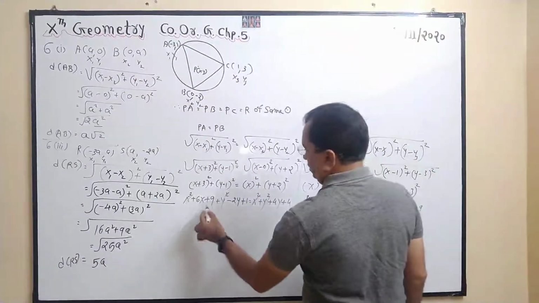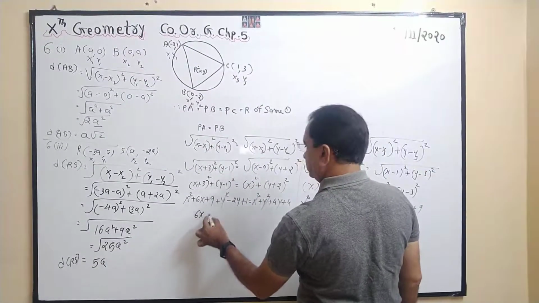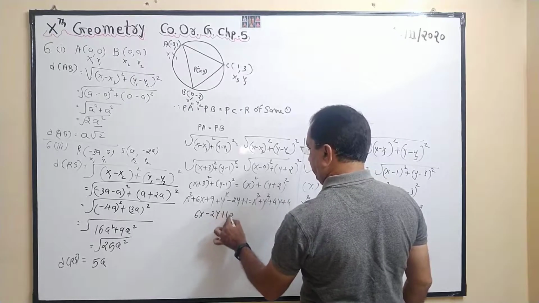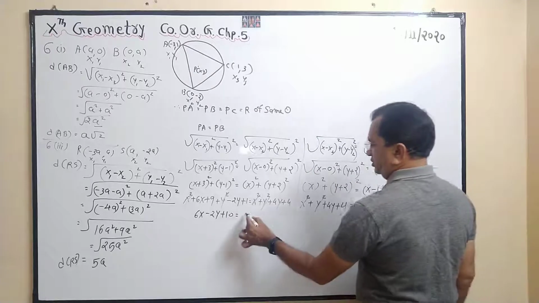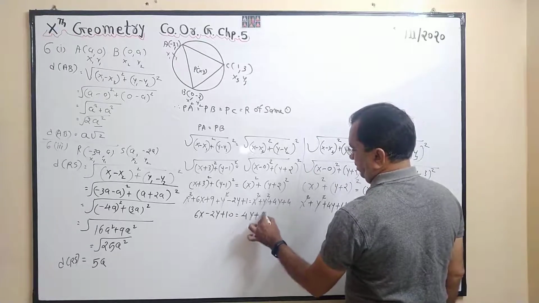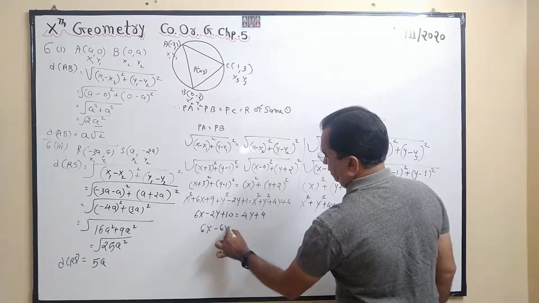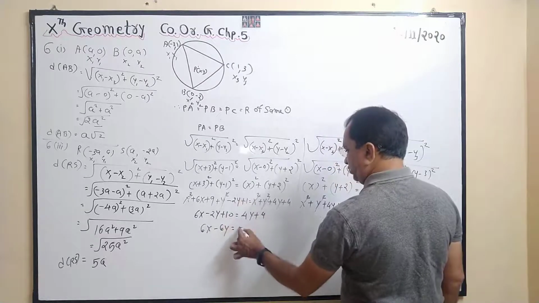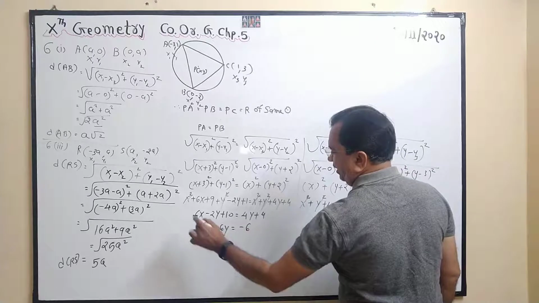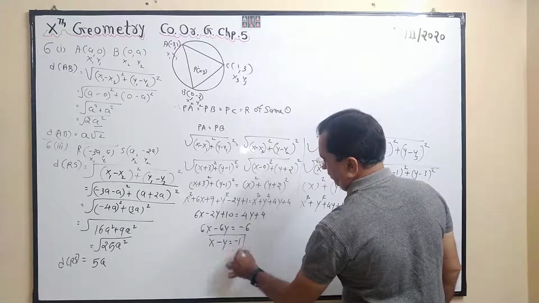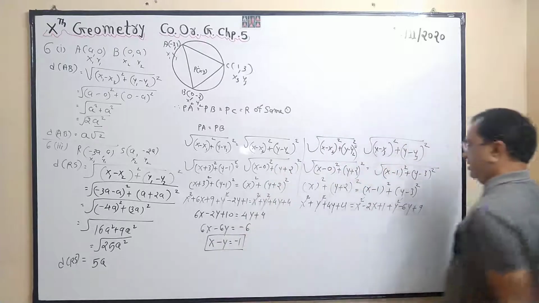So this is 6x minus 2y plus 10 is equal to 4y plus 4. This goes this side. So 6x minus 6y is equal to minus 6. Divide all by 6. So x minus y is equal to minus 1. This is equation number 1.